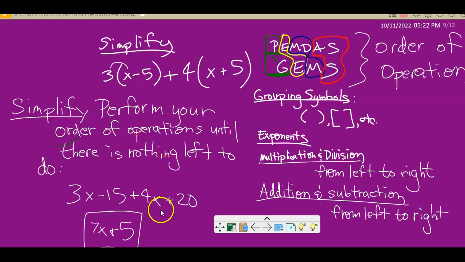So if we add 3x and 4x because they are like, we get 7x. If we combine negative 15 with positive 20, we have positive 5. Now I can put a box around it and call it done. There is nothing else I can do to this expression. I'm not solving it for anything. I don't have two sides because there is no equal sign. I did order of operations until I couldn't do any more.